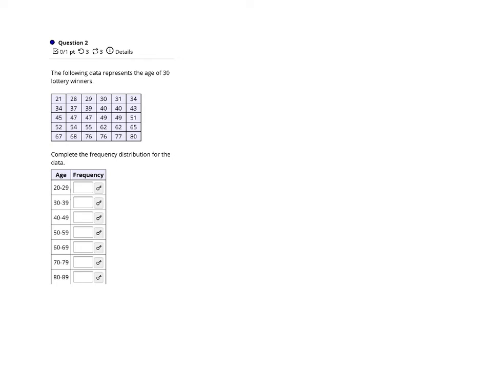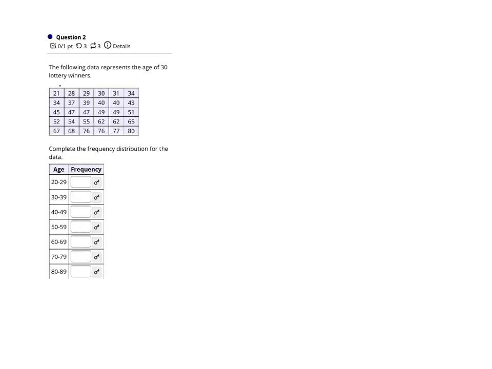Now this one, number 2, they give us a bunch of data and then they say complete the frequency distribution for the data. So we're looking at the age group 20 to 29. So we count how many we have. There's 1, 2, 3, so that's 3. You're just counting how many you have between those numbers. 30 through 39. 1, 2, 3, 4, 5, 6. So there's 6. And the good thing is they're in order.